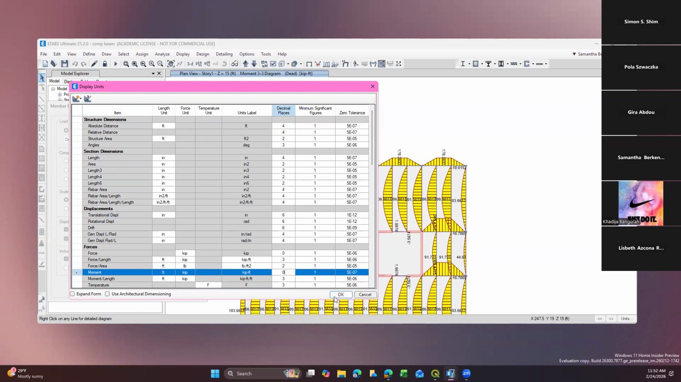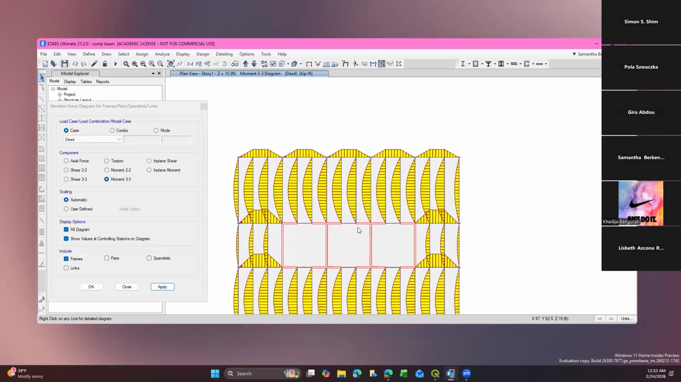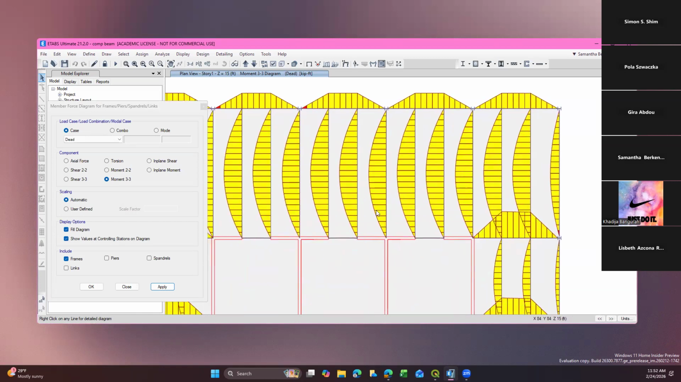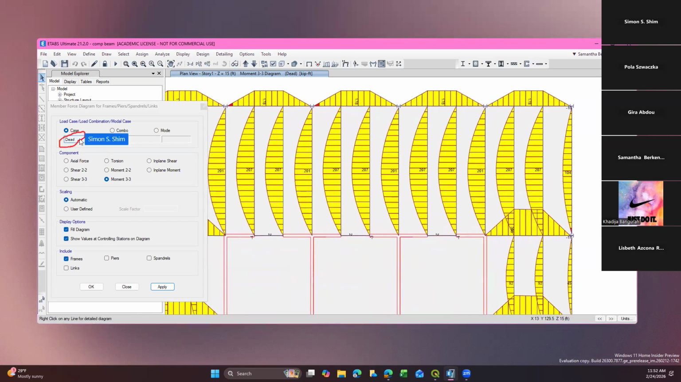Yep, say. So this is the moment at the middle span, right? This is dead load cases, so it's the self weight. Self weight of the slab, self weight of the steel beam. So they consider it. I think let's check what kind of slab did you use.